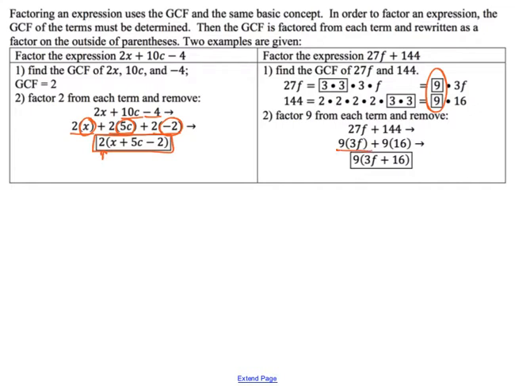27 with 9 factored out of it is 9 times 3, so 9 times 3f. 144 with 9 factored out is 9 times 16. So we take the 9 out and we're left with 3f plus 16. So 9 times 3f plus 16 is the answer.